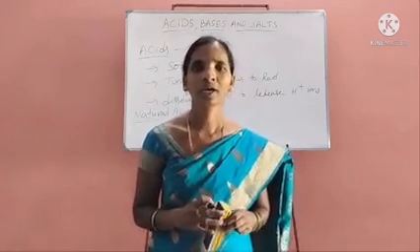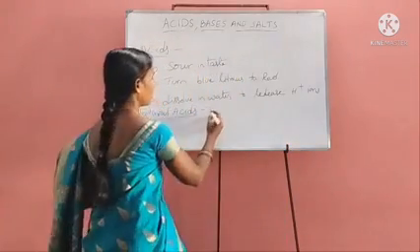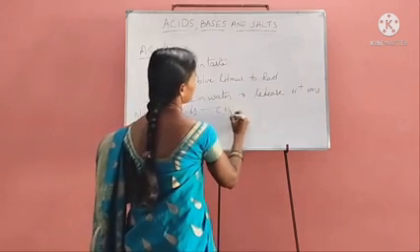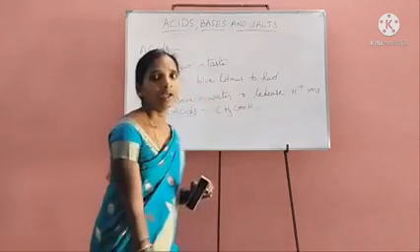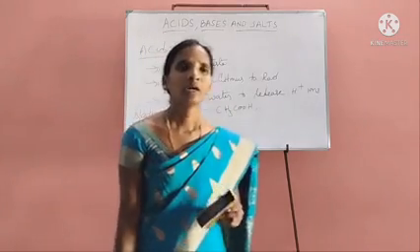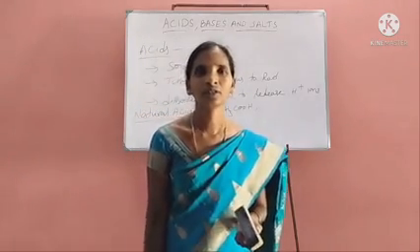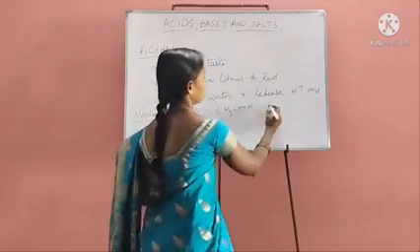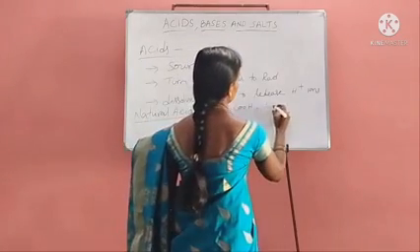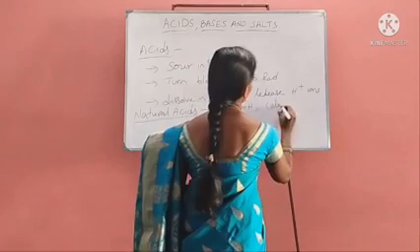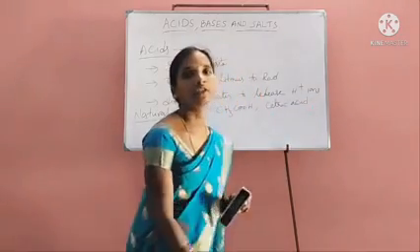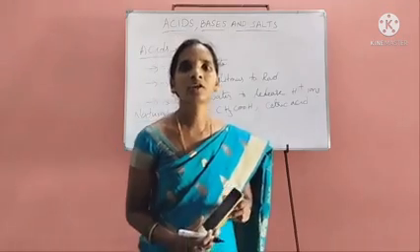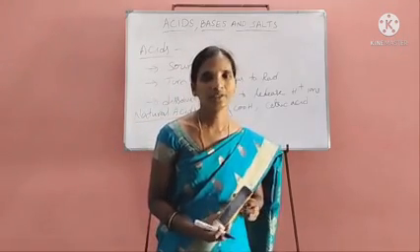Vinegar means acetic acid. What is the formula of acetic acid? CH3COOH. Next, citric acid, and oxalic acid. These are all natural acids.